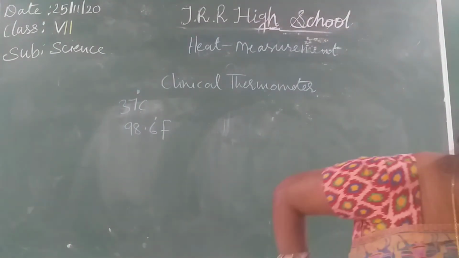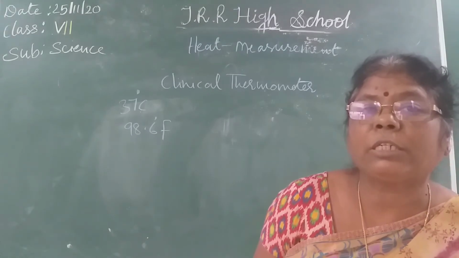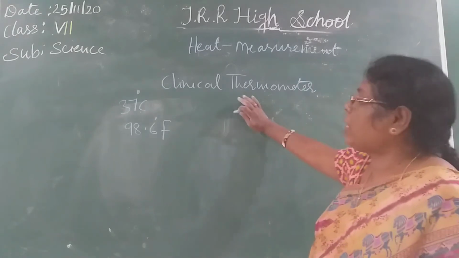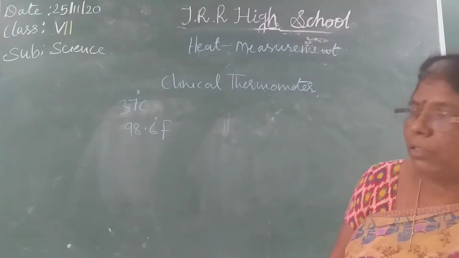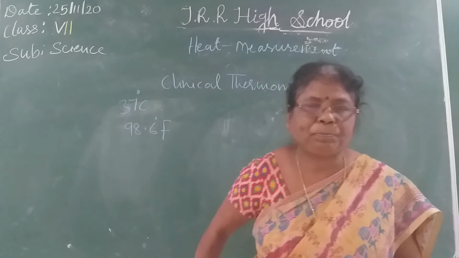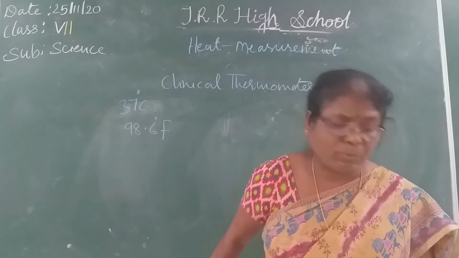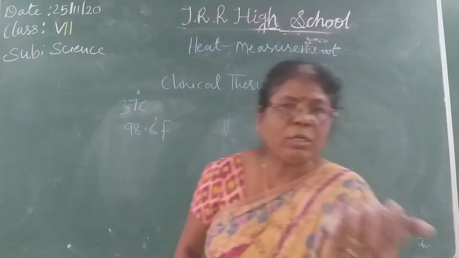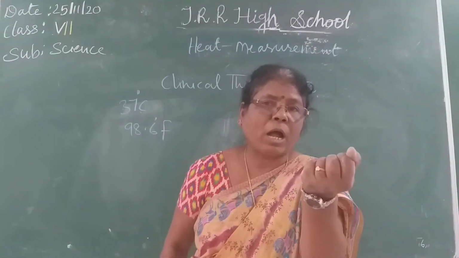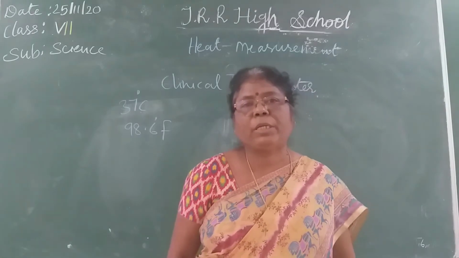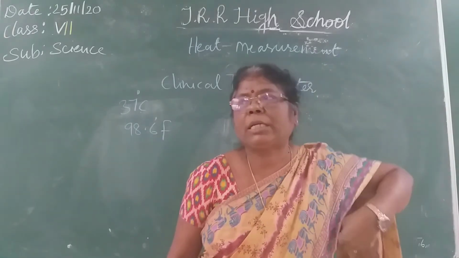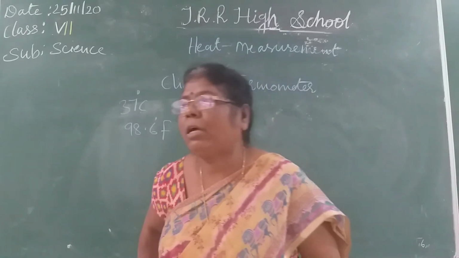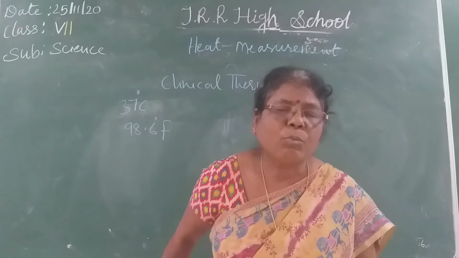So, doctors use a thermometer to find out the temperature of our bodies. It is called a clinical thermometer or doctor's thermometer. The clinical thermometer is used to measure the temperature. Now, hold the thermometer in your palm and measure the body temperature, or keep the thermometer under the arm or under the tongue and see the temperature of your body.